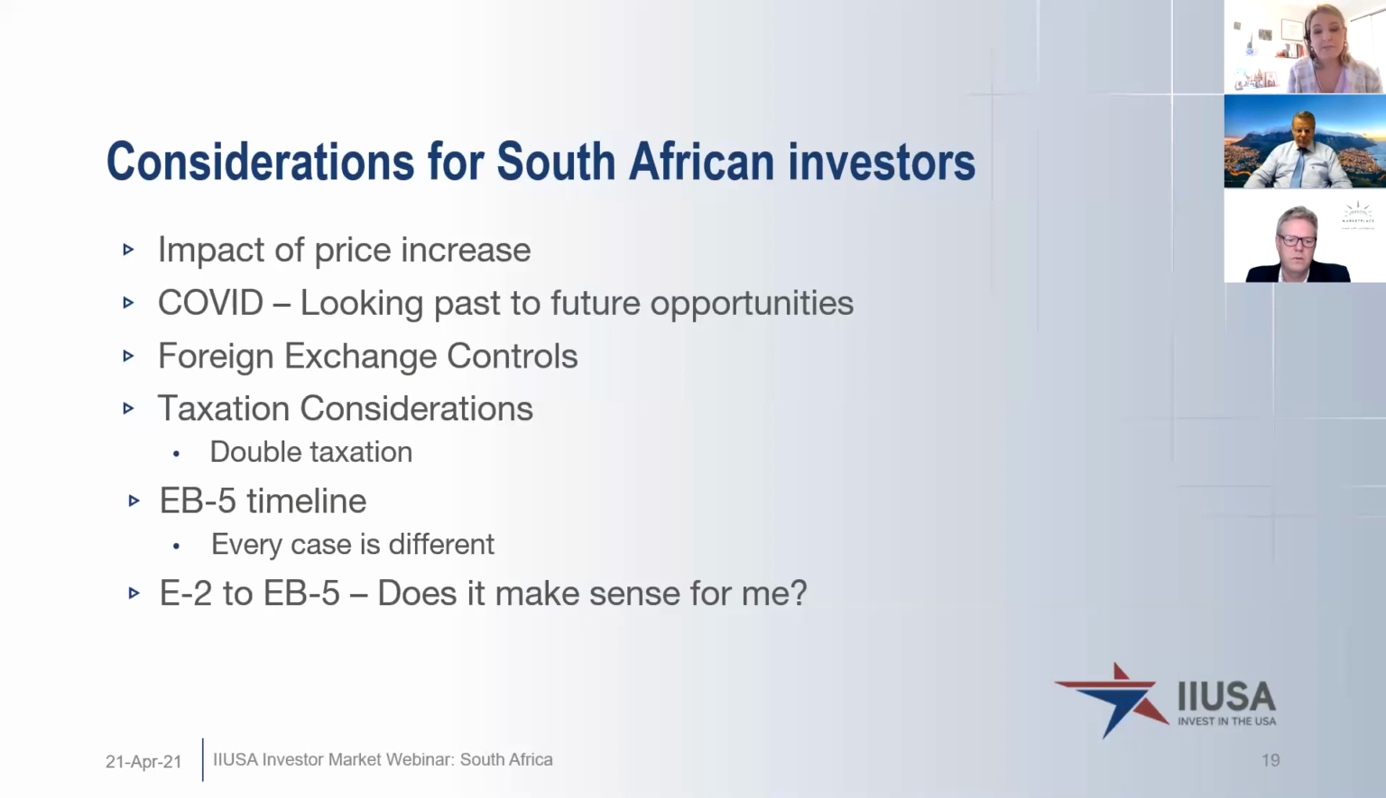And then during the pandemic, South Africa contracted 7%. So much of the economy depends on mining, manufacturing, and agriculture, and tourism, another big sector, has been hit really hard. So the pressure on this economy is even more of a consideration for those that can afford EB5 at the $900,000 level.